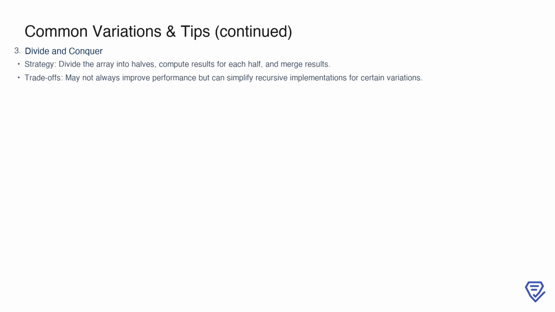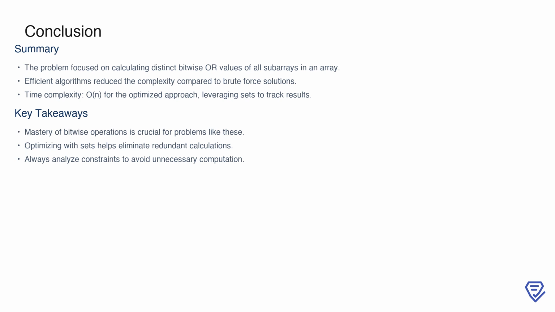This strategy involves dividing the array into halves, solving for each half independently, and then merging the results. While this approach doesn't always improve performance, it can simplify recursive implementations, particularly for certain problem variations. Divide and conquer is a flexible strategy that's worth considering when you're working with variations of this problem, as it can help break down the problem into manageable pieces while still ensuring that all subarray results are accounted for in the final output. Great work!